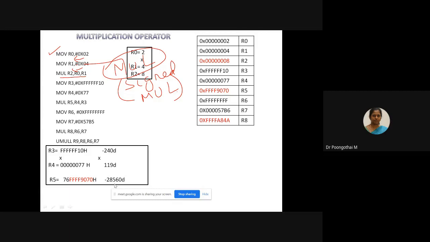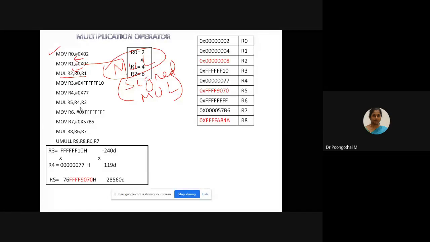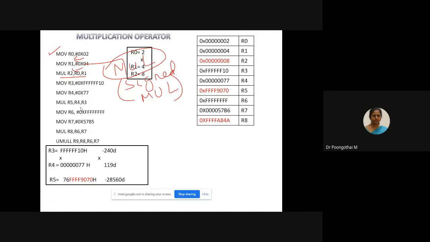The processor does not know whether we are multiplying signed values or unsigned values. Only the programmer knows how to interpret the results of an operation, because the multiplication instruction does not have a separate signed multiplication operator. Only we have to interpret the results. So after the multiplication, according to our consideration, R5 holds the signed value.